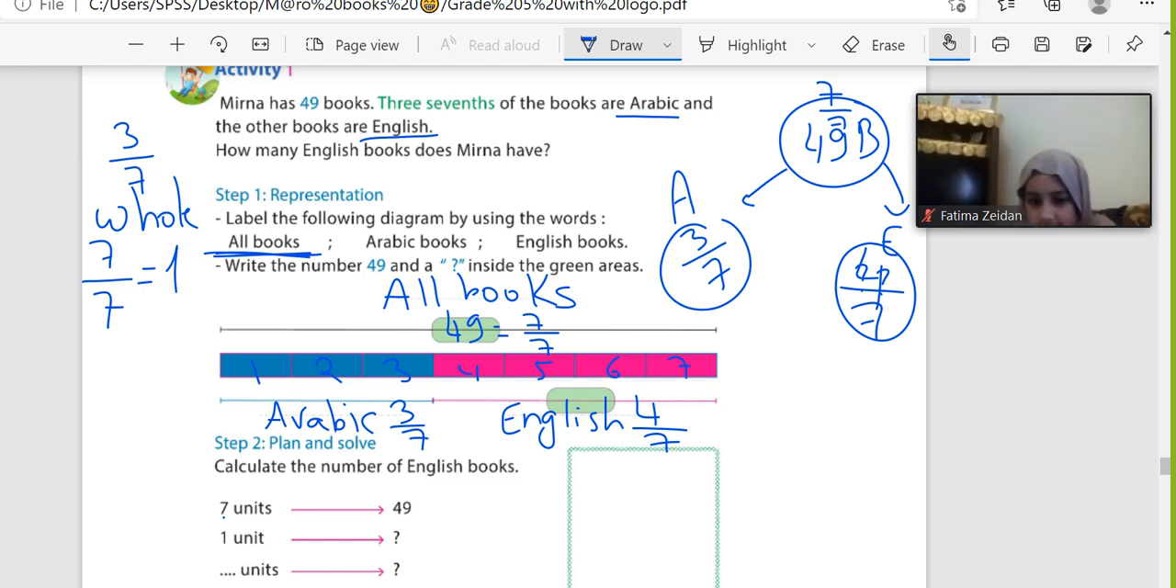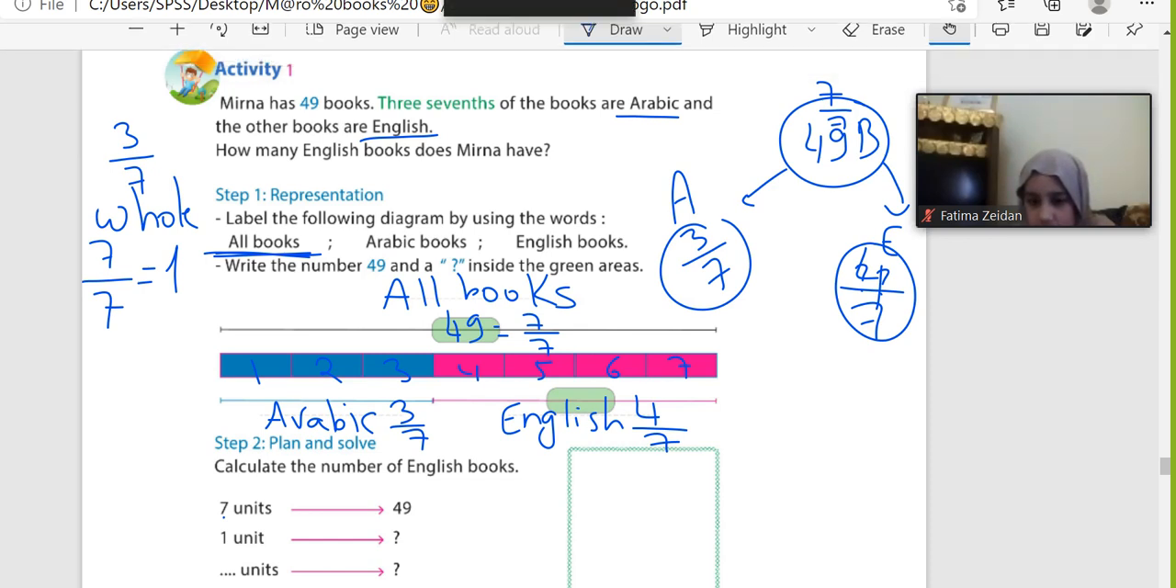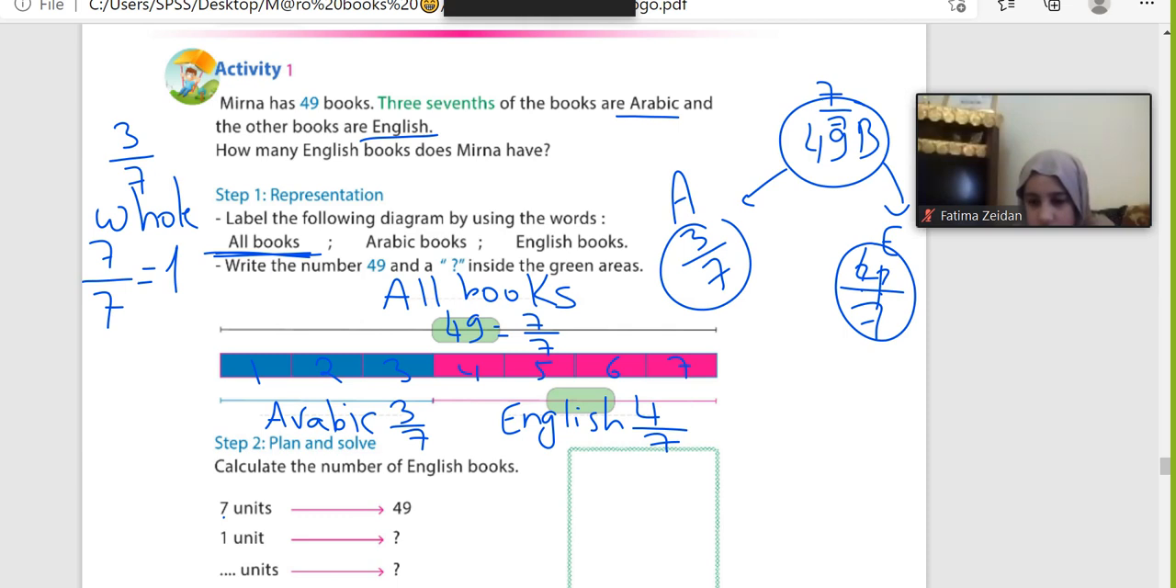What do I divide? You will divide 49 by 7. So let's make 49 divided by 7. So the 1 unit is 7 books, because 7 times 7 = 49. طيب. طب أنا ما جبت ال 1 وجبت ال 7.